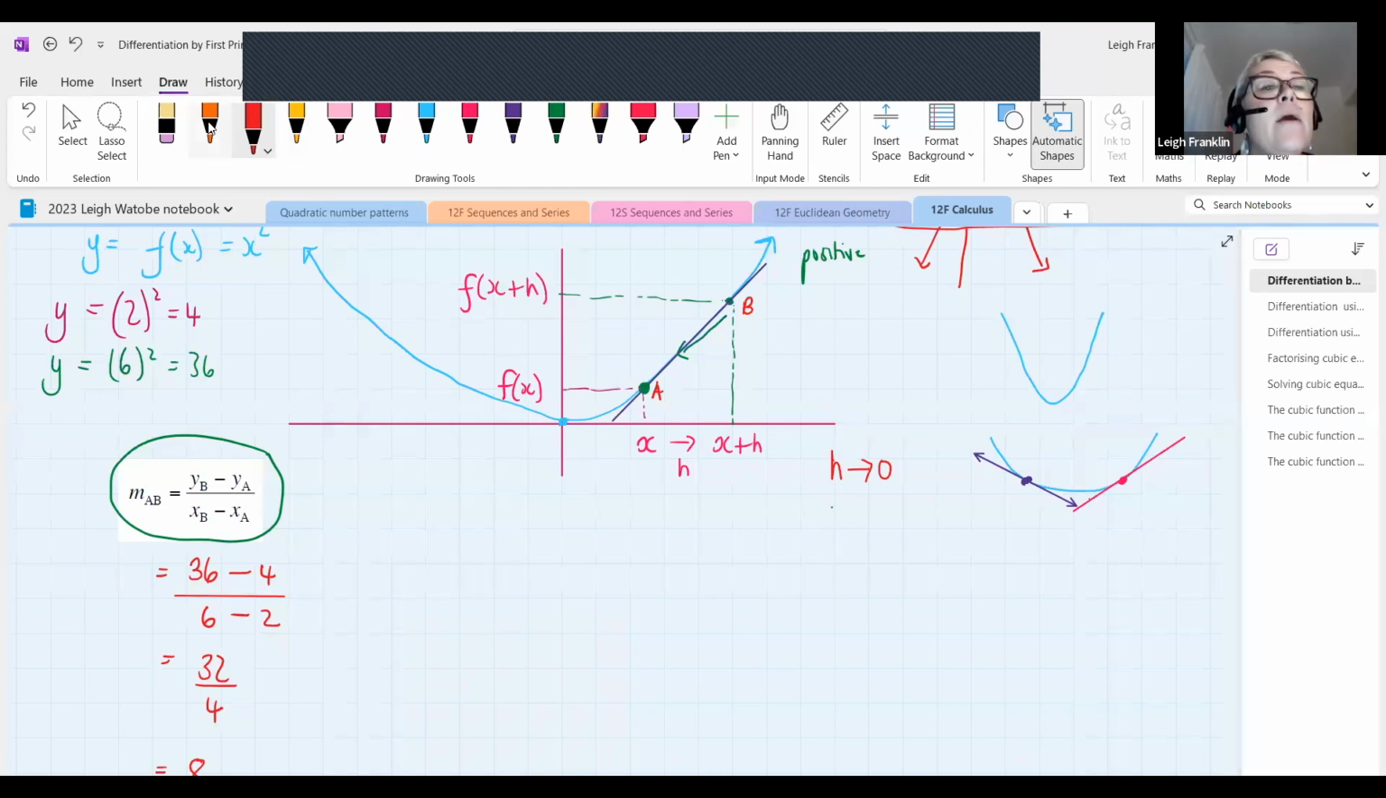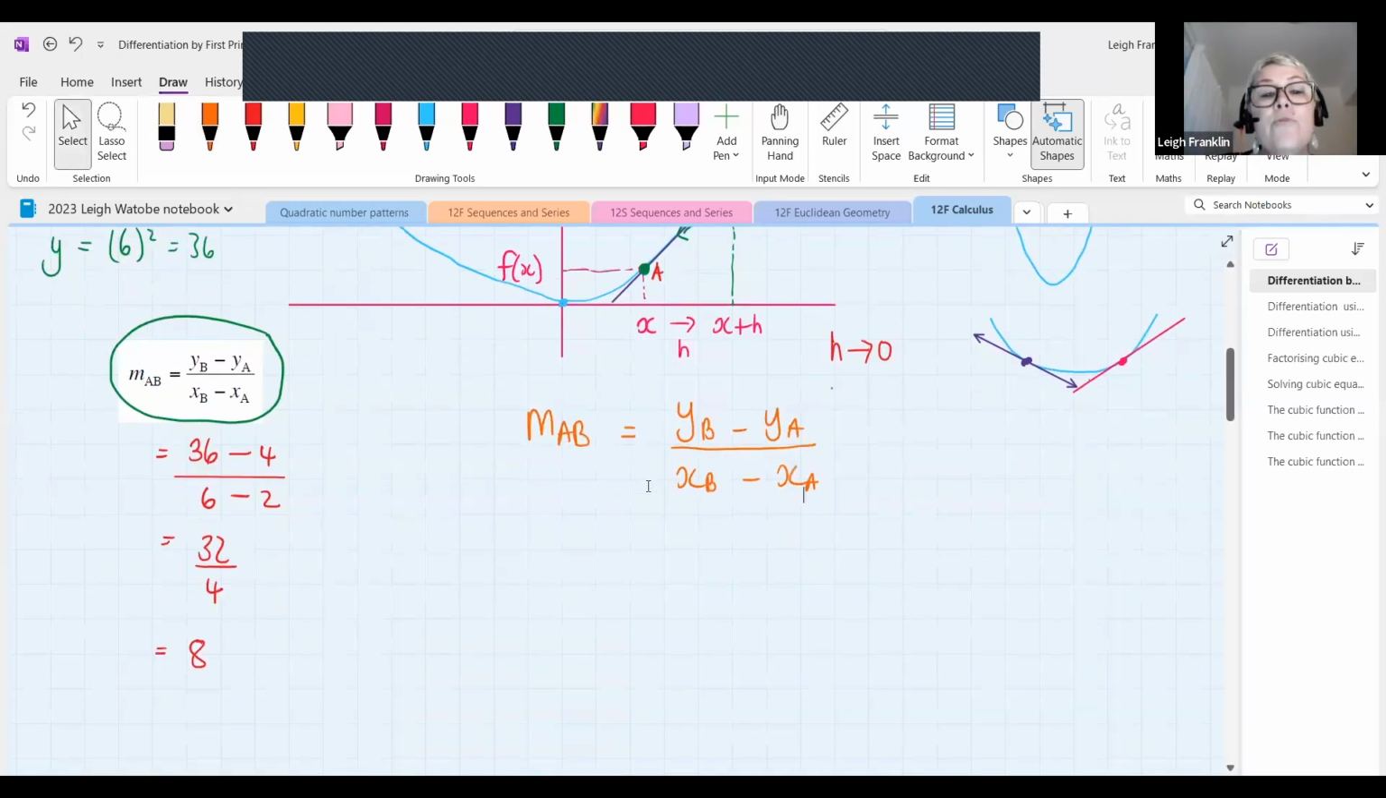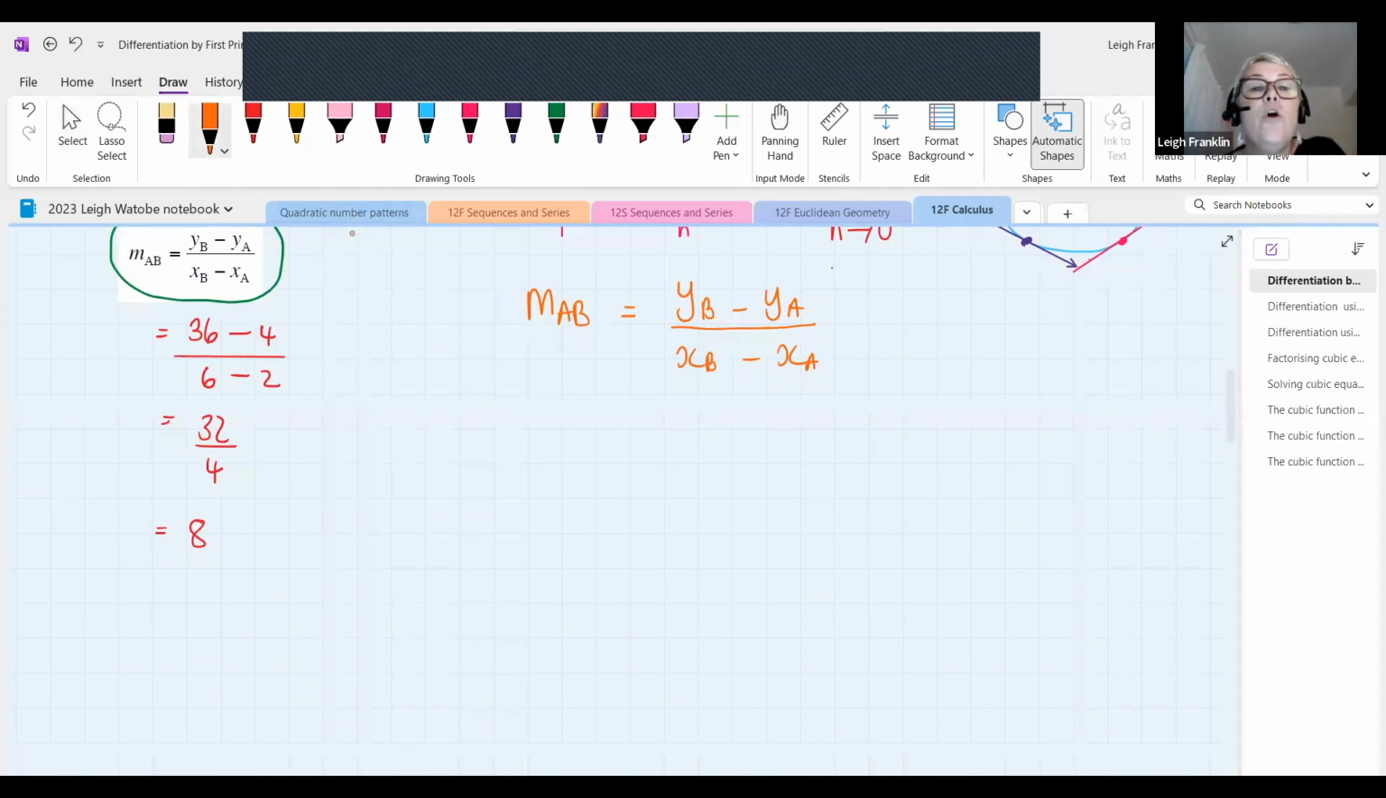This is where our equation for first principles comes from. So we're using the gradient formula. The gradient of AB is the y at B minus the y at A, over the x at B minus the x at A, except now we change our notation. We no longer refer to gradient like this. We give it a special symbol. It's called f prime x, but it means exactly the same as gradient.